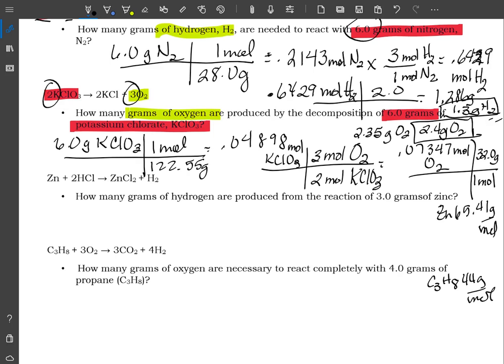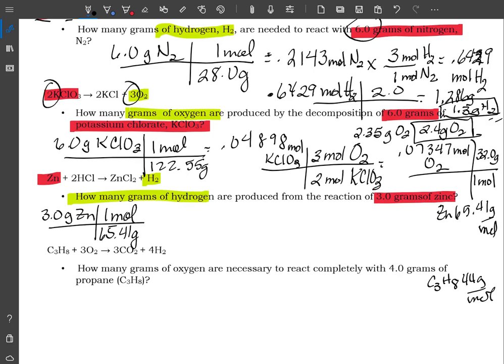Next one, how many grams of hydrogen? That's my unknown. That's what it's asking for. Are produced from the reaction of 3 grams of zinc. So we're going to start with 3 grams of zinc. The molar mass of zinc is 65.41 grams in 1 mole. That gives me 0.04586 moles of zinc.